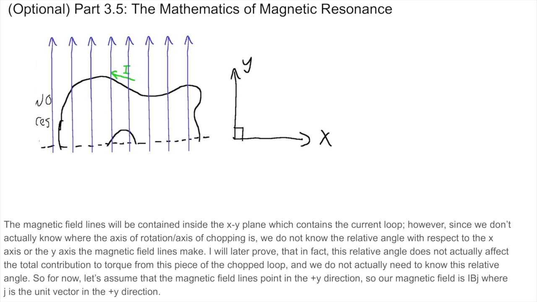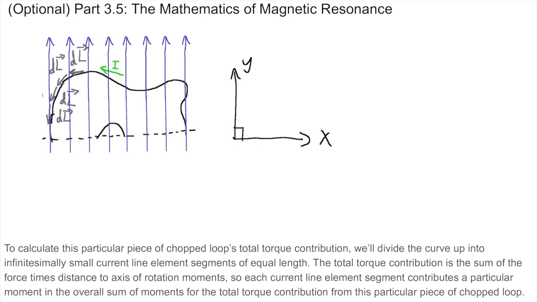So for now, let's assume that the magnetic field lines point in the plus y direction, so our magnetic field is IBj, where j is the unit vector in the plus y direction. To calculate this particular piece of chopped loop's total torque contribution, we'll divide the curve up into infinitesimally small current line element segments of equal length. The total torque contribution is the sum of the force times distance to axis of rotation moments, so each current line element segment contributes a particular moment, and the overall sum of moments is the total torque contribution from this particular piece of chopped loop.